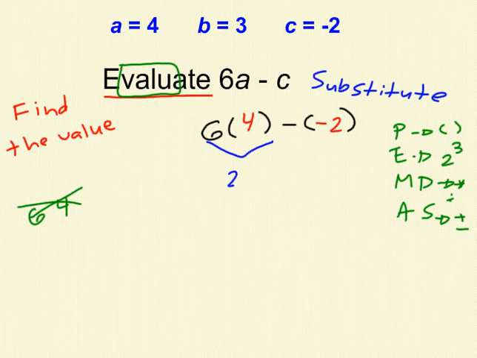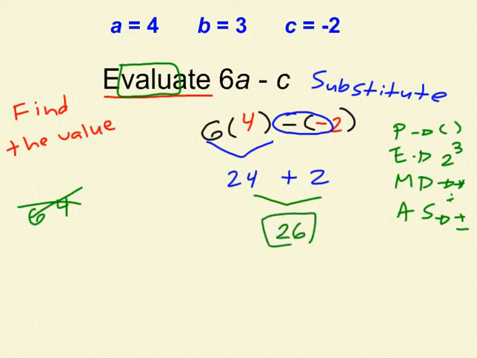So as I'm looking at this expression, I'm going to multiply 6 times 4, which gives me 24. Now you need to be careful here. If you're using a calculator, you can put in minus negative 2, or you can look at combining your signs. When you're combining signs, 2 negatives make a positive. So minus negative 2 is like saying plus 2. My next step would be to add 24 plus 2, which gives me 26.